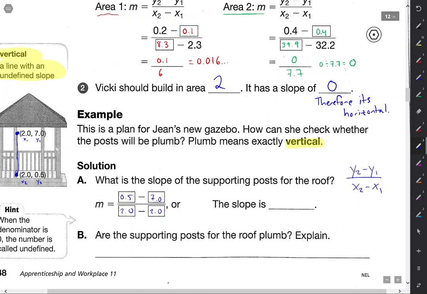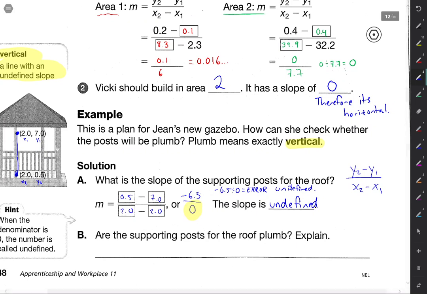So then if we were to calculate this, 0.5 minus 7 would be minus 6.5, and then 2 minus 2 would be 0. So now we have a 0 on the bottom of our slope, or in the denominator. And if you were to try putting that in your calculator, which would be like negative 6.5 divided by 0, you would get an error. And therefore it is undefined. So the slope is undefined.